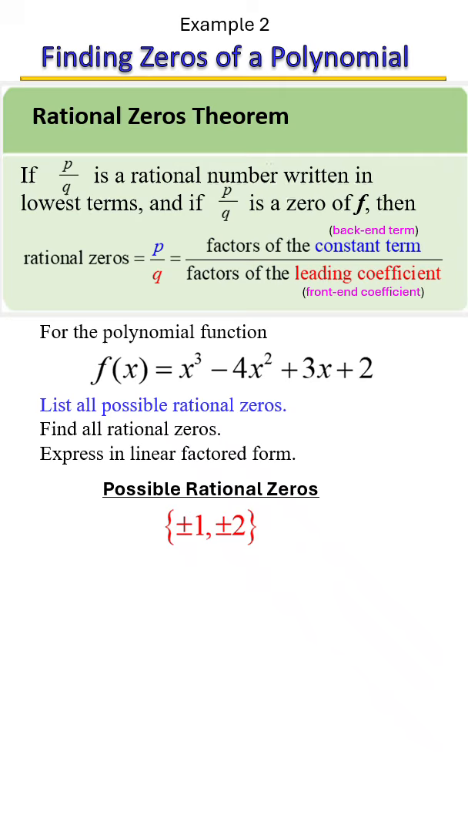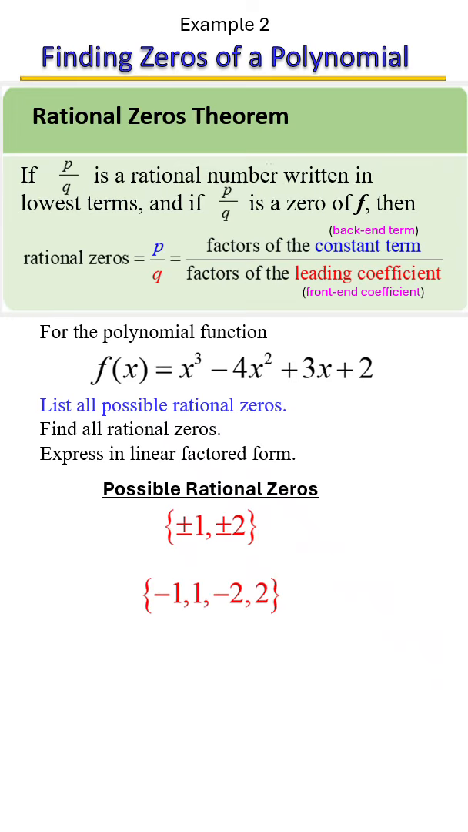So here we use the rational zeros theorem to come up with a list of possible rational zeros. So remember, these are not all of our zeros. They're just possibilities that we may have one or two in there. This is a list of 4. Remember, the plus or minus means both positive and negative. So positive 1, negative 1, positive 2, negative 2.